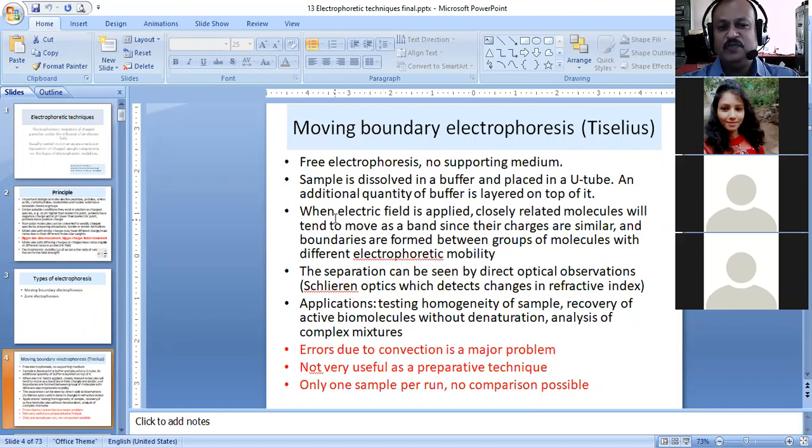Then we apply the electric field, and when we apply the electric field, electrophoresis will happen. When electrophoresis happens, all the sample components which are related together, that is, the molecules of the same type, will try to cluster together and tend to move within the buffer.